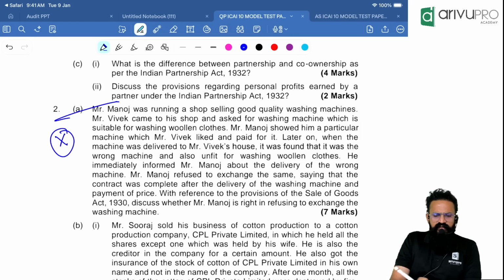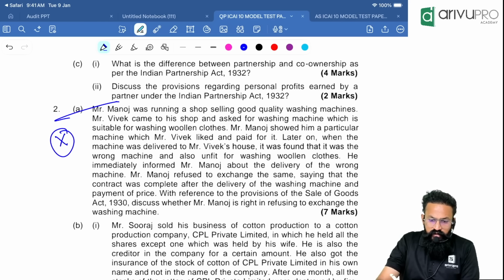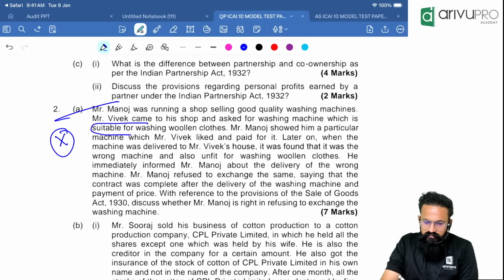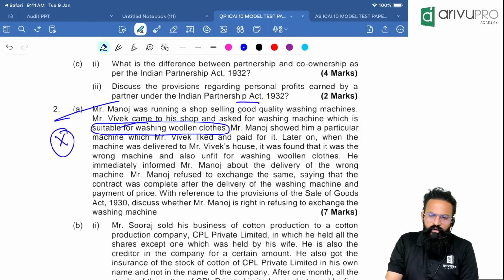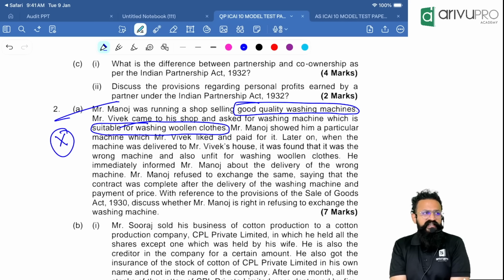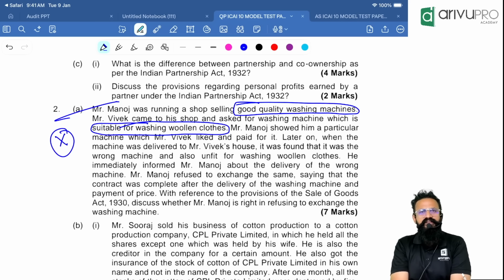People, the guideline answer given by the institute here, according to me, is wrong. The buyer has made known the purpose to the seller. It is specifically to wash woolen clothes. But the institute has answered this as per description because he is saying good quality washing machine. But the washing machine which he delivered was not of good quality, it seems. According to me, this fits more in quality or fitness. When a buyer has made known the purpose to the seller and the buyer believes in the seller's decision, then if at all it is not serving the purpose, I have a right to recover the money.